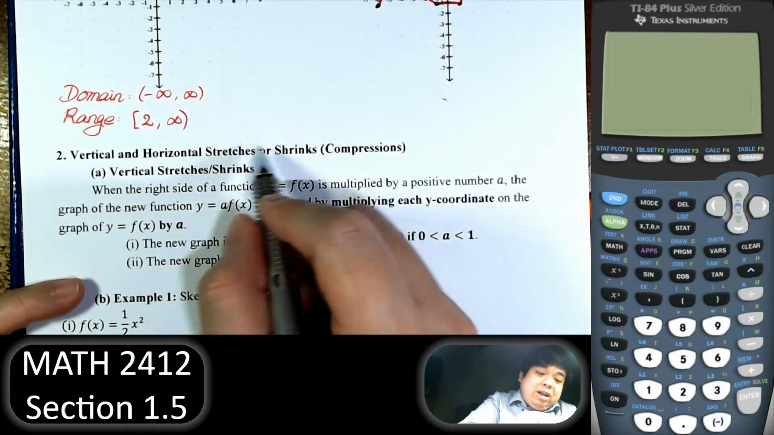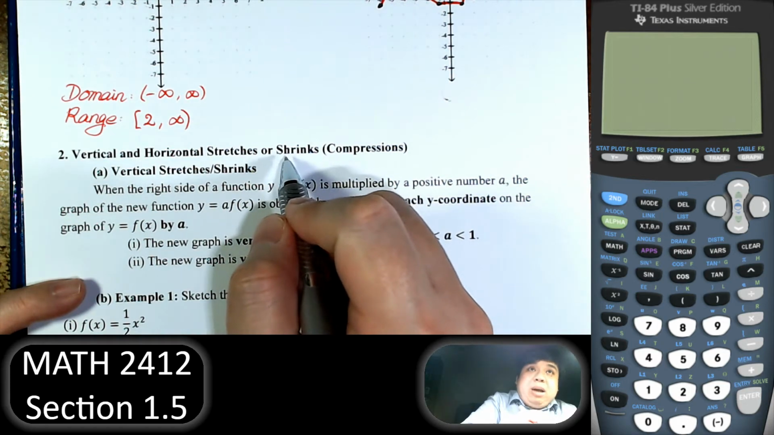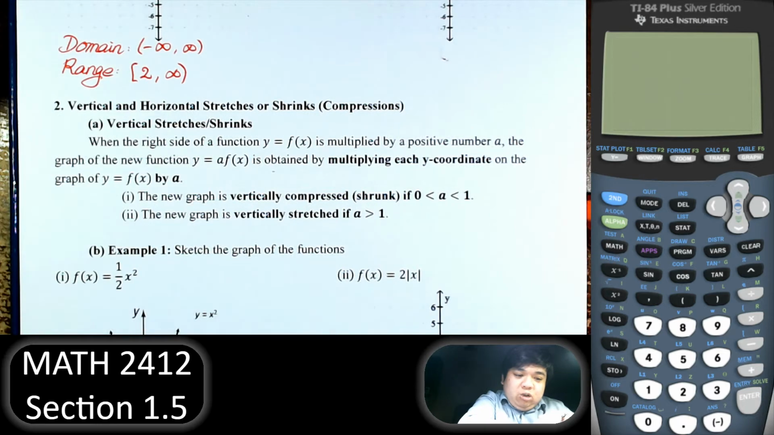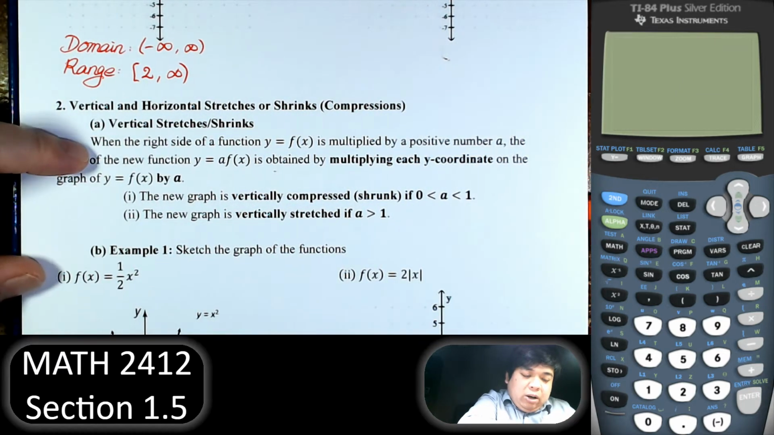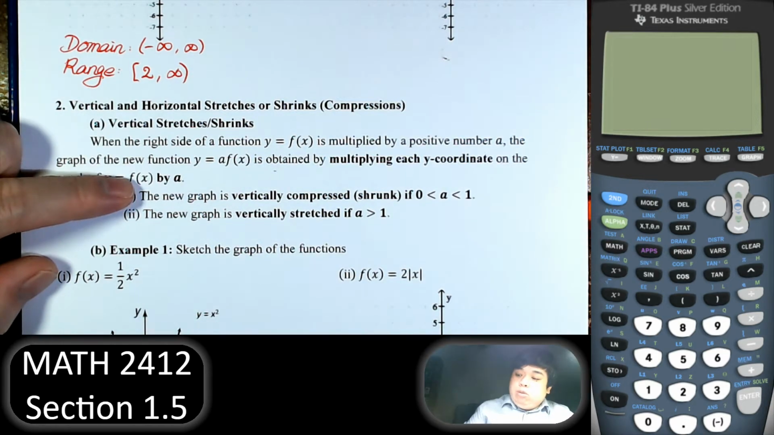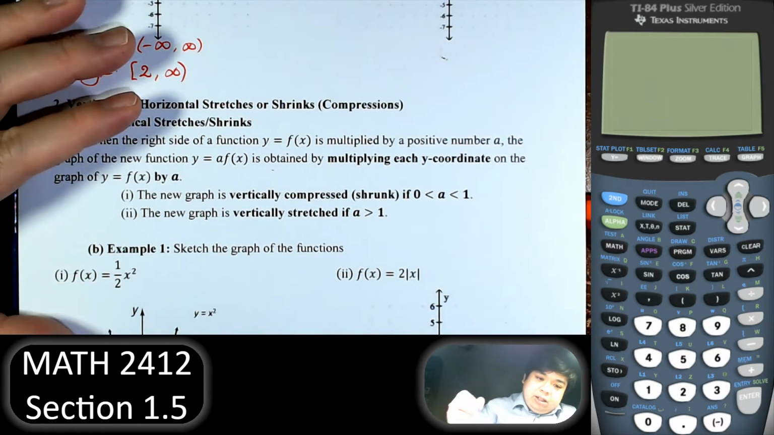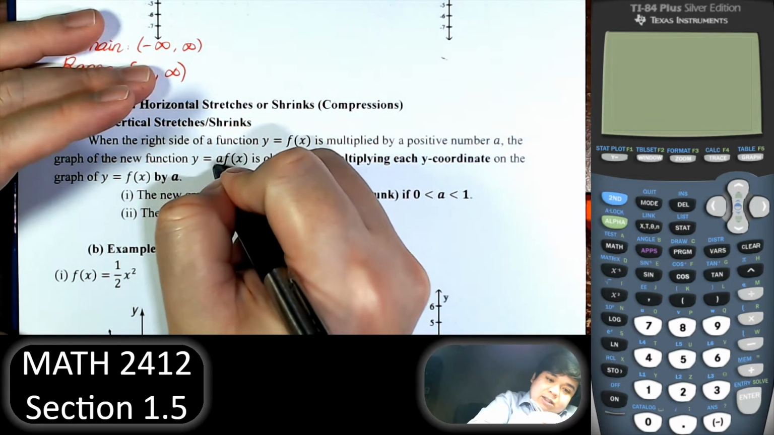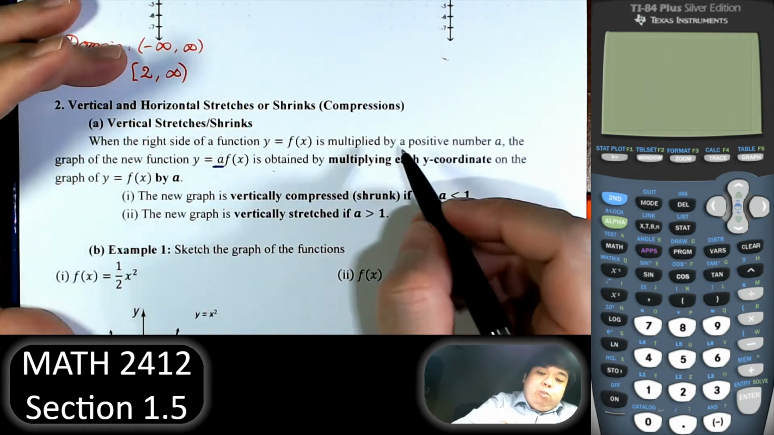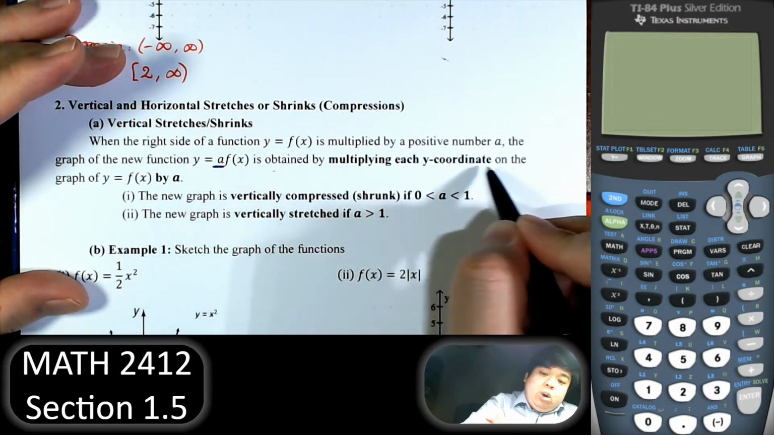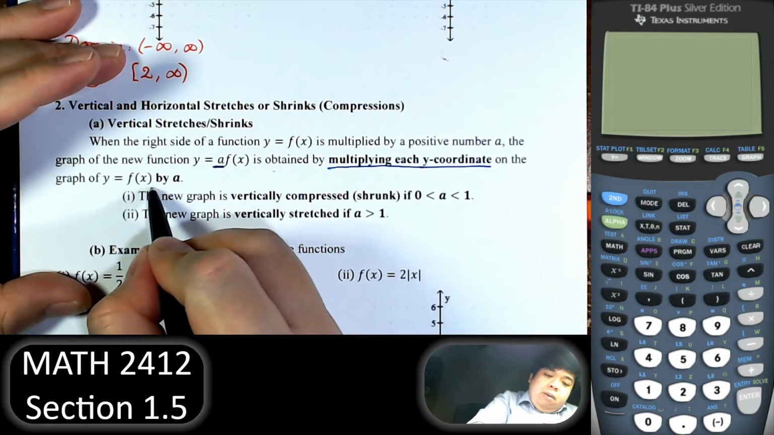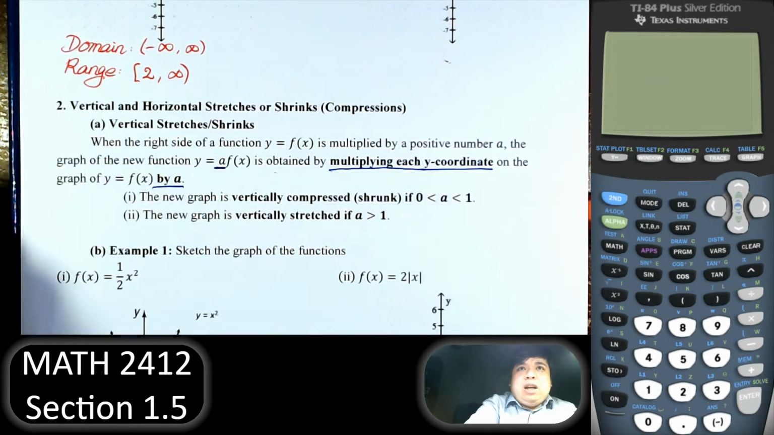Stretch is to make things bigger, and shrink to make things smaller. Right. Let's look at vertical stretches and shrinks. When we have the function y equals f of x, and now we multiply by a number a, then the graph will be obtained by multiplying each y coordinate by a. So just multiply that by the number.